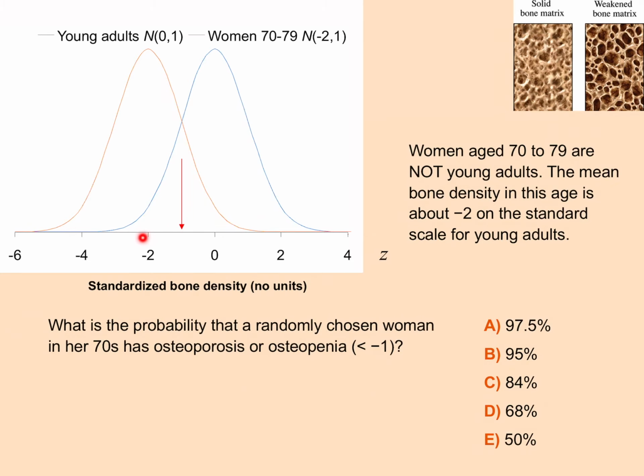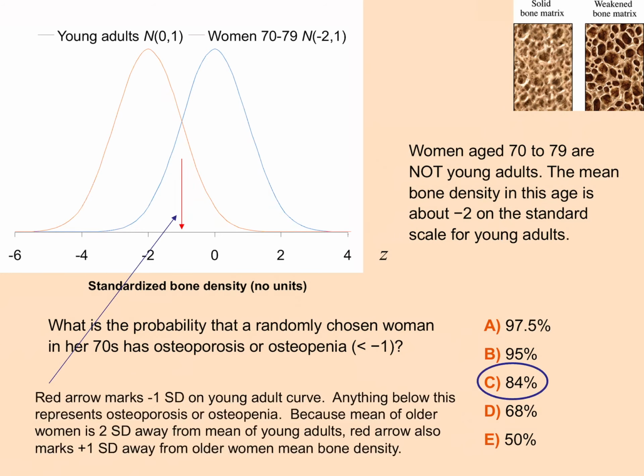If their mean is -2 on the young adult curve, then that looks to be about +1 standard deviation on the elderly women's curve. Why? Because their curve is shifted to the left. So if this is +1, that would be -1. That would be 68% of the area of that curve. We have an additional 16% here. 68% plus 16%, 84%. Does that seem to make sense? Does that red arrow look like the area to the left of it on the red curve is about 84% of that red curve?